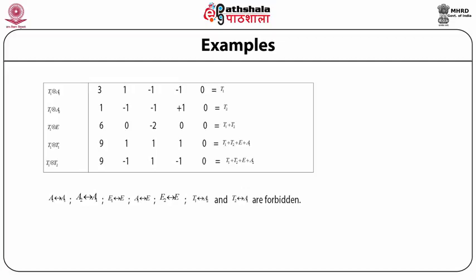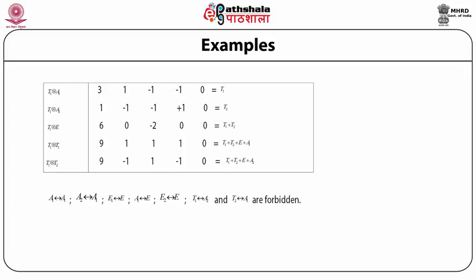So we take the direct product of T1 with the irreducible representations of the group O. We have shown here T1 cross A1, for example, has the characters 3, 1, -1, -1, 0, which can be resolved, and T1 cross A1 is equal to T1, whereas T1 cross A2 is equal to T2, T1 cross E is equal to T1 plus T2, and T1 cross T1, which has the characters 9, -1, 1, -1, and 0, can be resolved into the irreducible representations of the group O as T1 plus T2 plus E plus A2.